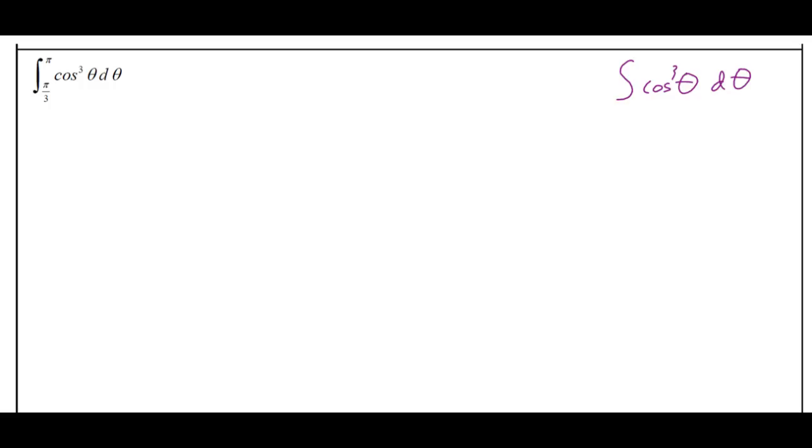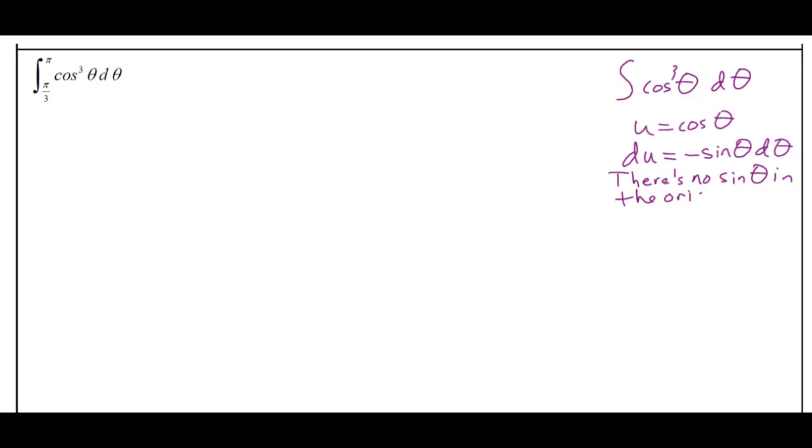So, what's u going to be? Cos theta. Okay, so if u equals cos theta, then what's du? That's going to mean we just did this one, right? That's negative sine theta d theta. Here's the problem: we don't have a sine theta in the original, right? So there's no sine theta in the original. So we can't do U-substitution like that.